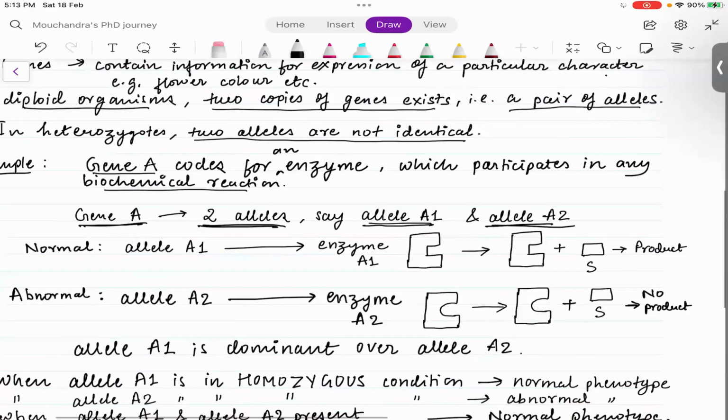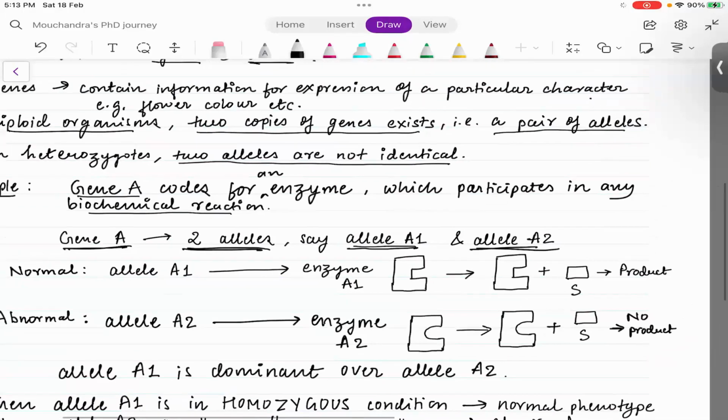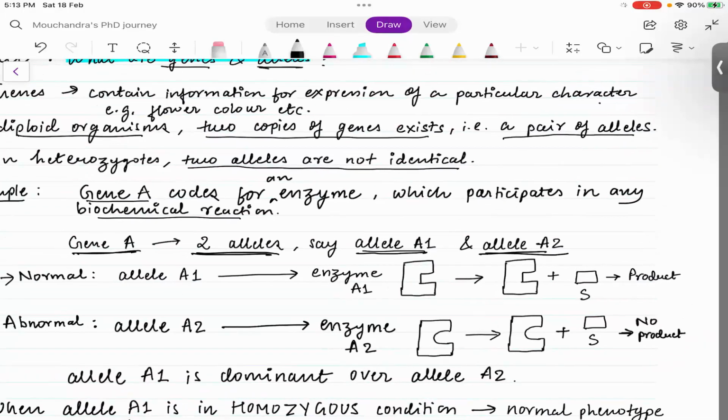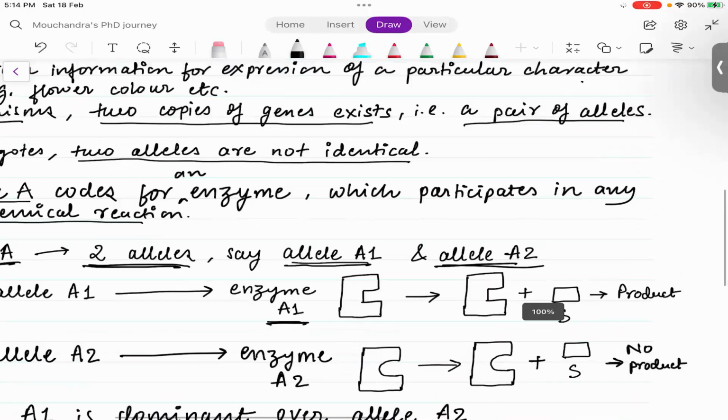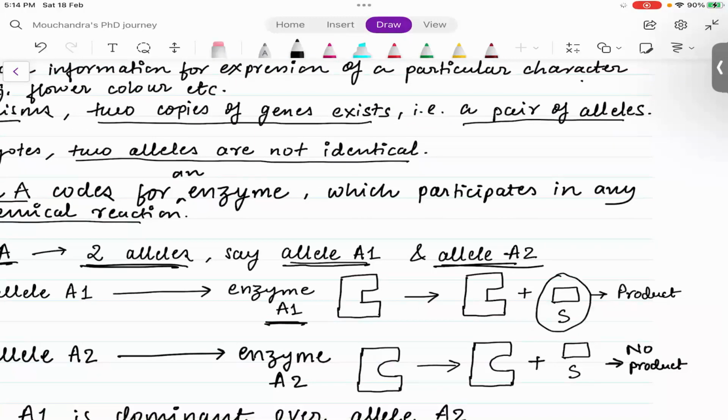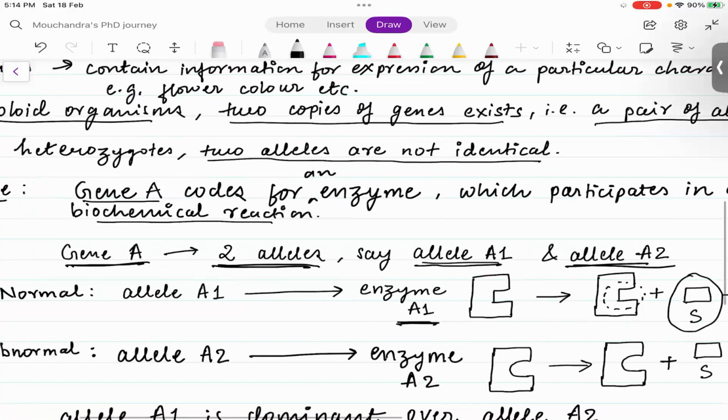So consider the normal case. If the A1 allele is expressed, it will give the enzyme A1 with a structure something like this, and this is the structure of the substrate. Then it can easily fit with the binding site. This is the binding site. So ultimately it will give a product. So the product is formed from the expression of the A1 allele.